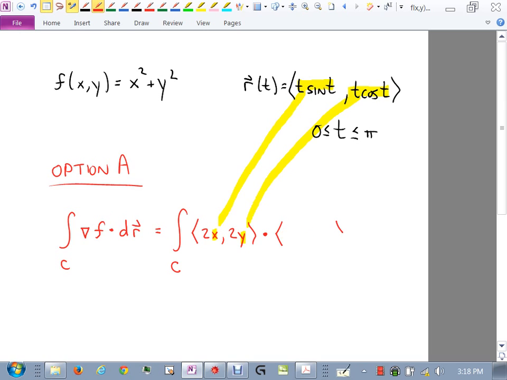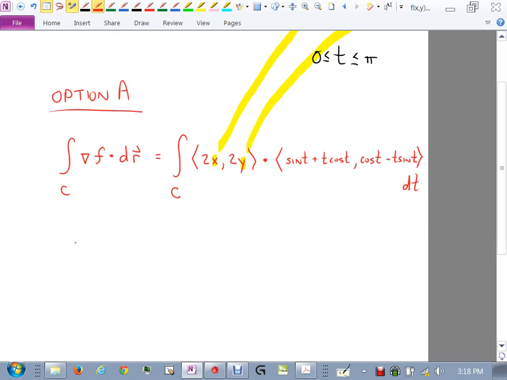Derivative of r. So what's dr? You have to do some product rules on those, don't you? So sine t plus t cosine t, and then cosine t minus t sine t, dt. You following? But this is equal to the line integral. We're going to go from 0 to pi.